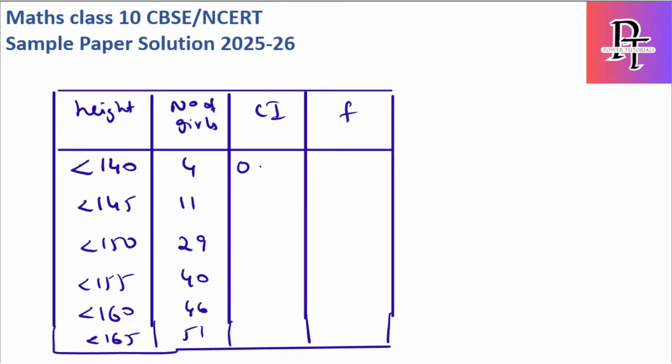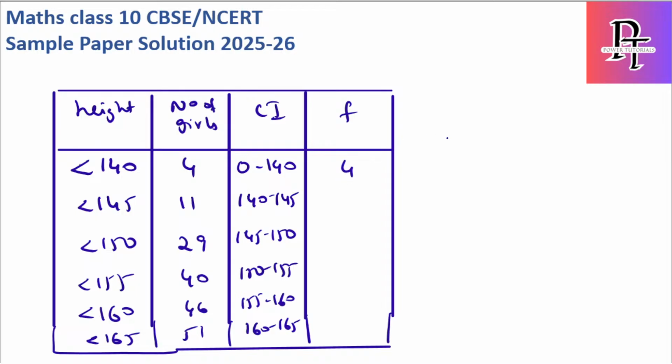Or else, we can also find from here 140 to 145, and then 145 to 150, 150 to 155, 155 to 160, 160 to 165. For less than 140 they have provided the value, which is 4.